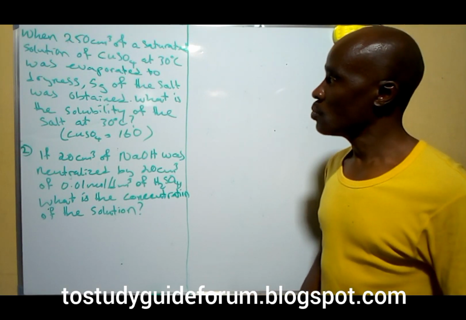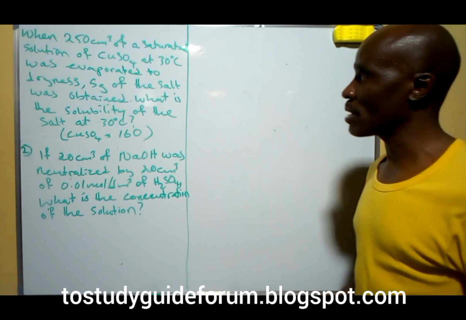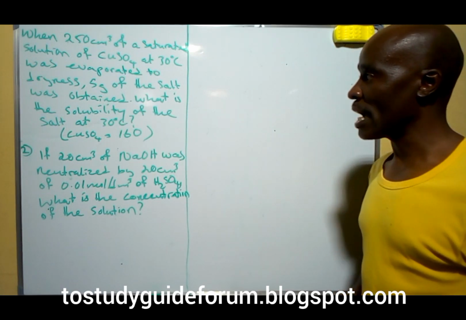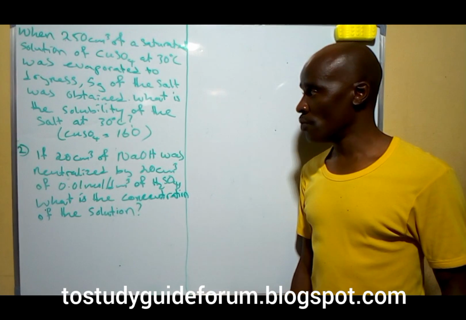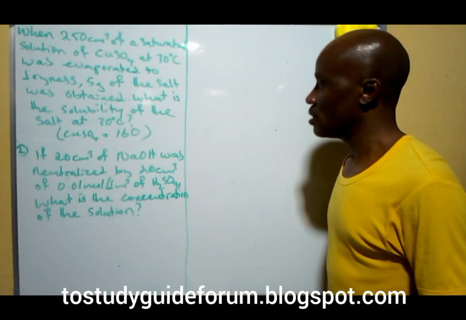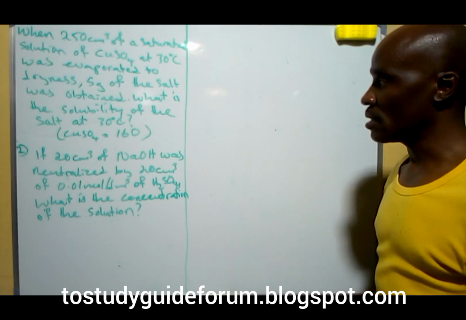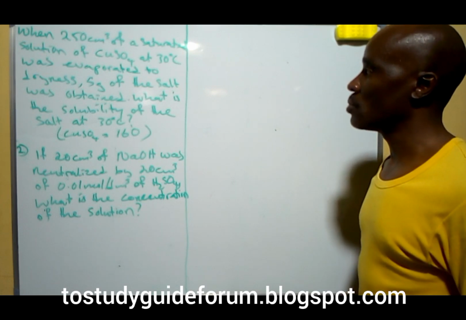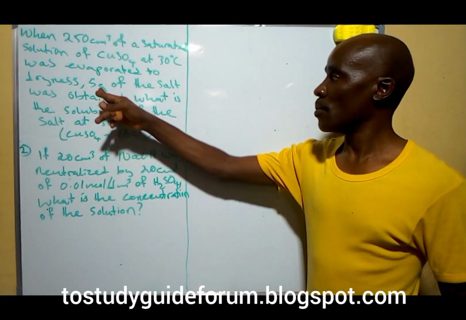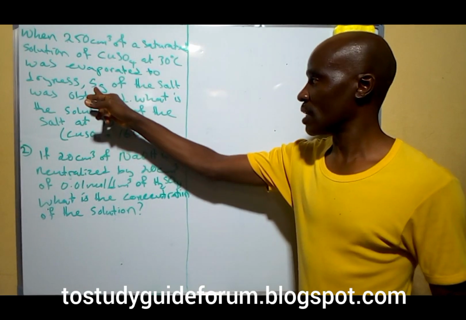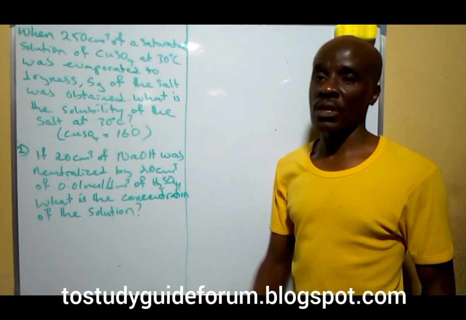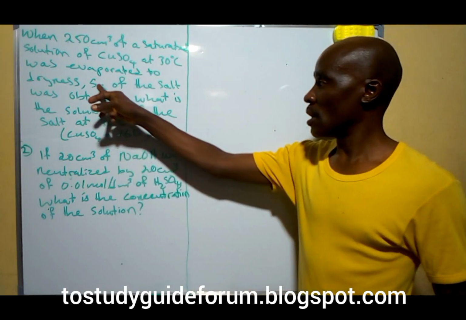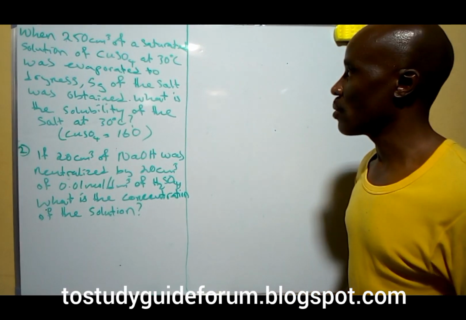It says that when 250 cm³ of saturated solution of copper sulfate at 30 degrees Celsius was evaporated to dryness, 5 grams of the salt was obtained. What is the solubility of this salt at 30 degrees C? We have the molar mass of copper sulfate there. Since it's heated to dryness, it means that this 5 grams saturated 250 cm³ of the solution.